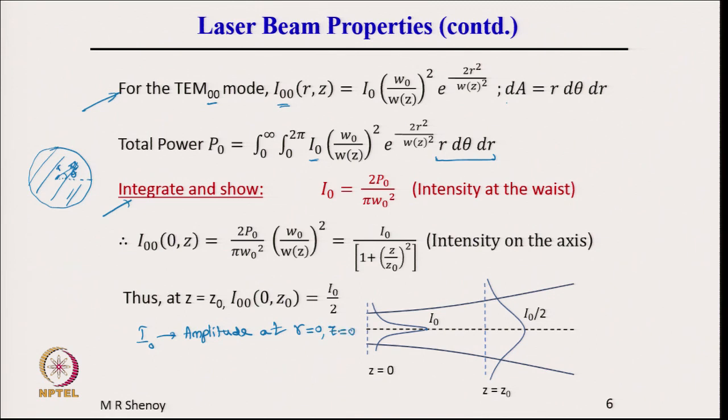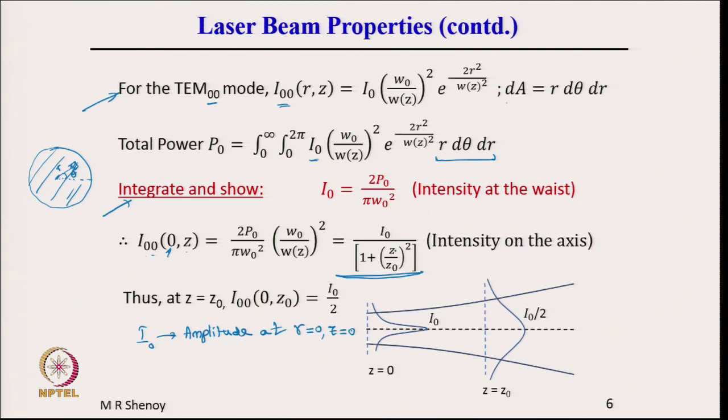For any z, if you take an arbitrary z, the intensity distribution is given by 2 P 0 by pi W 0 square. This is I 0, we have substituted I 0 multiplied by W 0 by W of z the whole square. And this is equal to I 0 divided by, because W of z is W 0 into the square root of 1 plus z by z naught the whole square, and therefore we get I 0 at r is equal to 0, as a function of z, given by an expression like this.